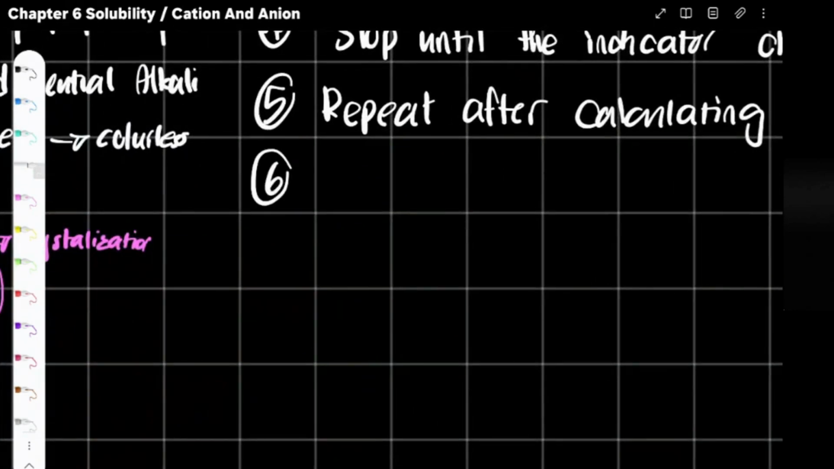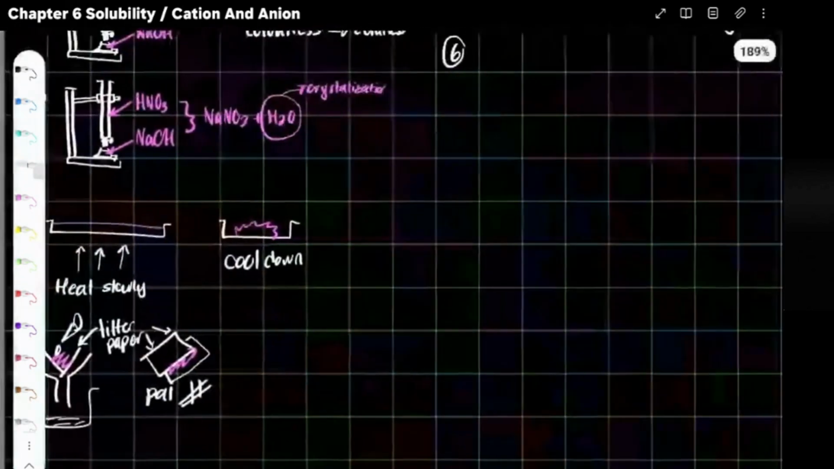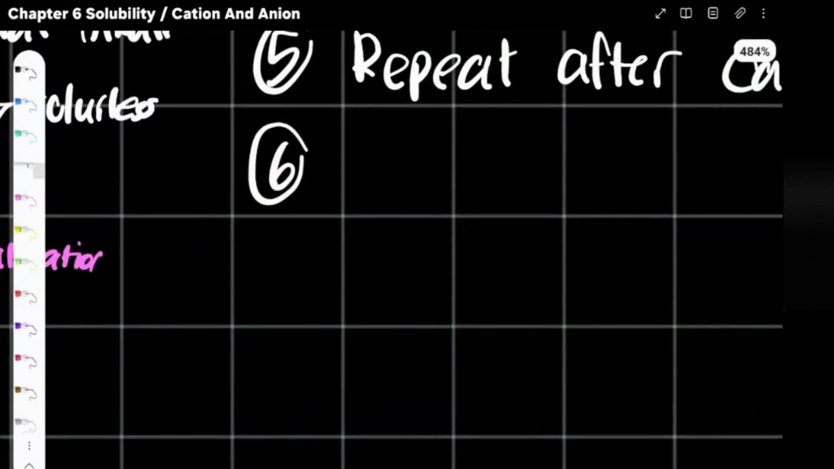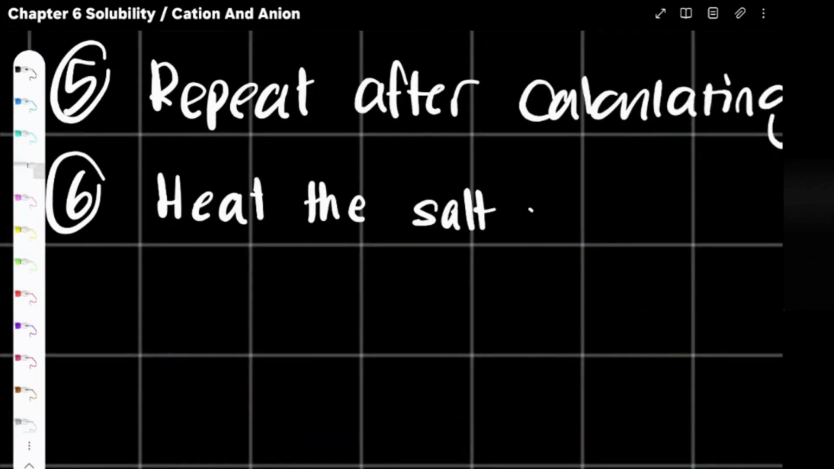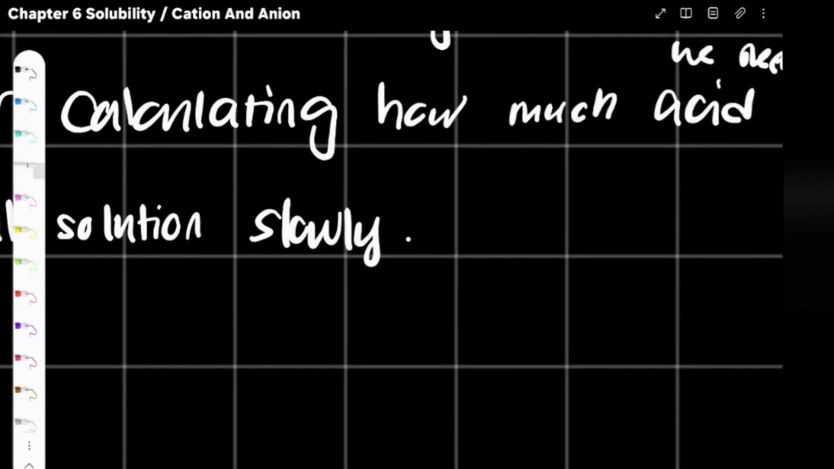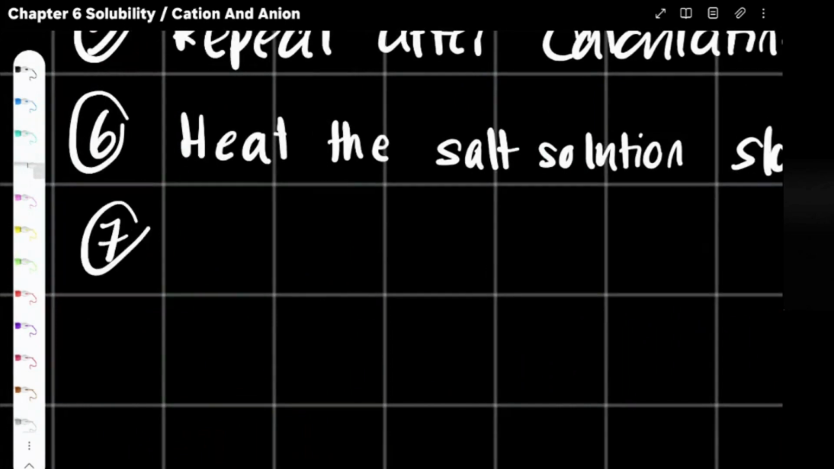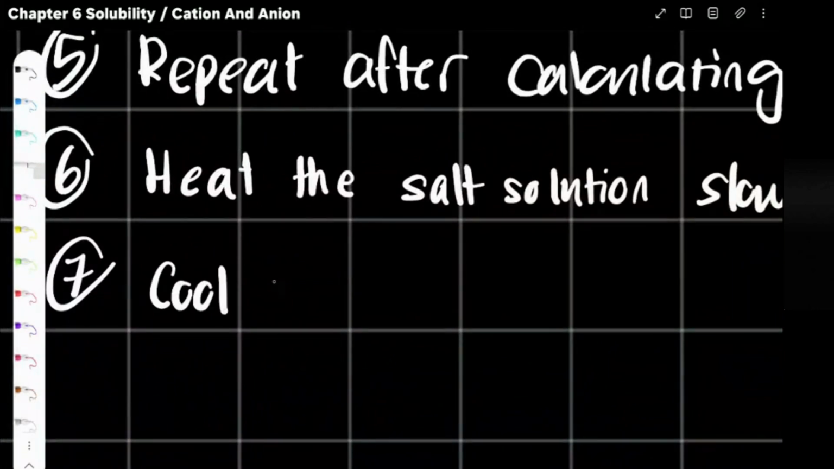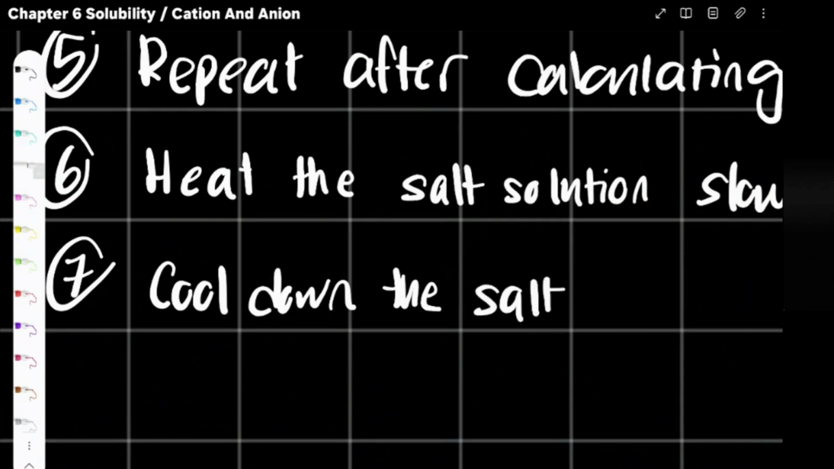So number 6. Okay, this is the easy part, right? Now we have to heat the salt mixture. So we have to heat the salt solution. Okay, slowly. The keyword here is slowly. Don't forget slowly. Okay, and then what we have to do? Just look here. We have to cool down the mixed salt. Cool down the salt.